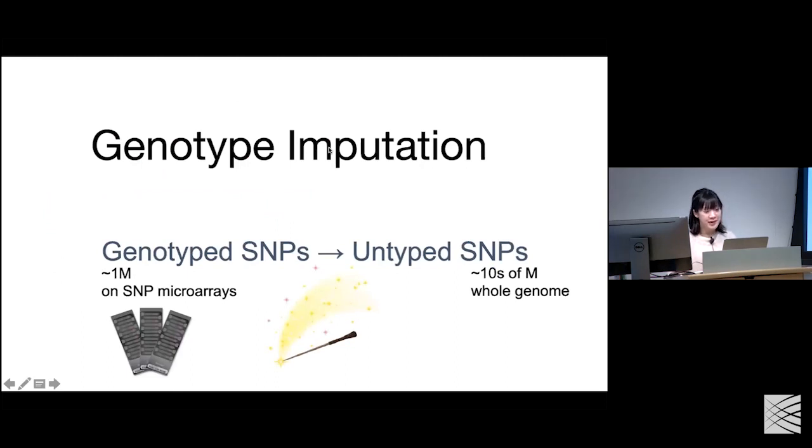So as a recap for this audience, I may not have to recap this, but just to get everyone on the same page. In the commonly performed genotype imputation, we have genotyped SNPs on microarrays, which is limited in number, like less than 1 million. And then we can impute untyped whole genome SNPs by some statistical magic in order to conduct whole genome association studies, which results in tens of millions of variants in total.